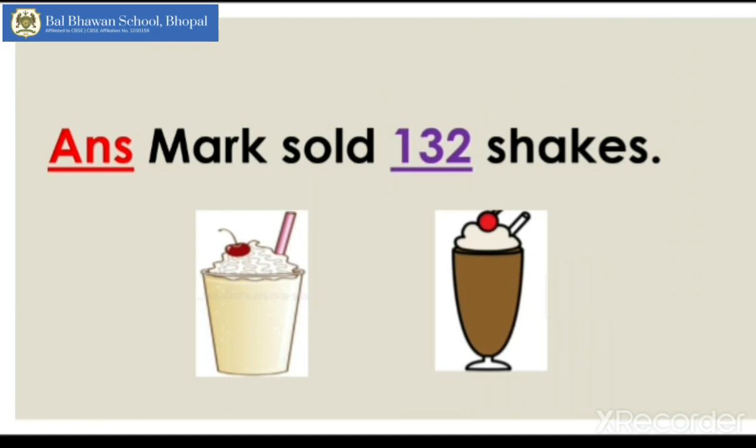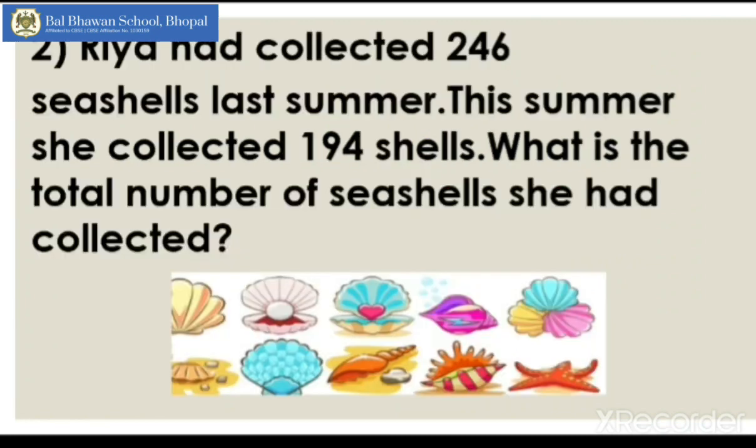And this is the final statement which ma'am has written. Now we will do one more question. So okay, now we will read the question. So Ria had collected 246 seashells. See the picture? These are seashells. You must have seen them before also.